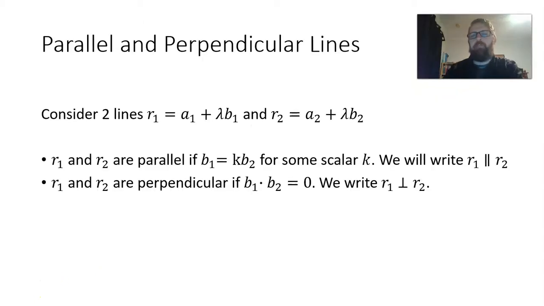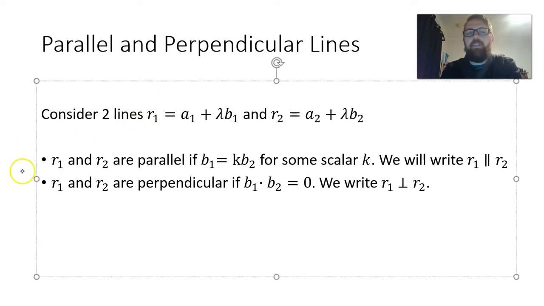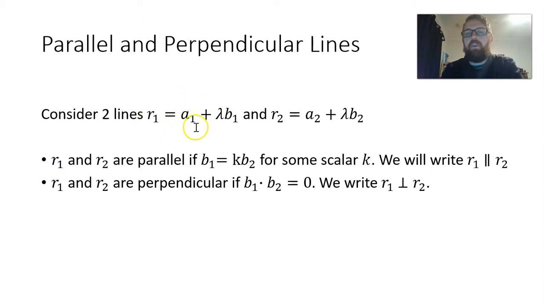There's a couple of important cases to consider. If we've got 2 lines, the first line is R1, equal to A1, the starting point, plus lambda B1, the direction vector. This is the way where it's moving. And you've also got R2 equals A2 plus lambda B2. So 2 lines.